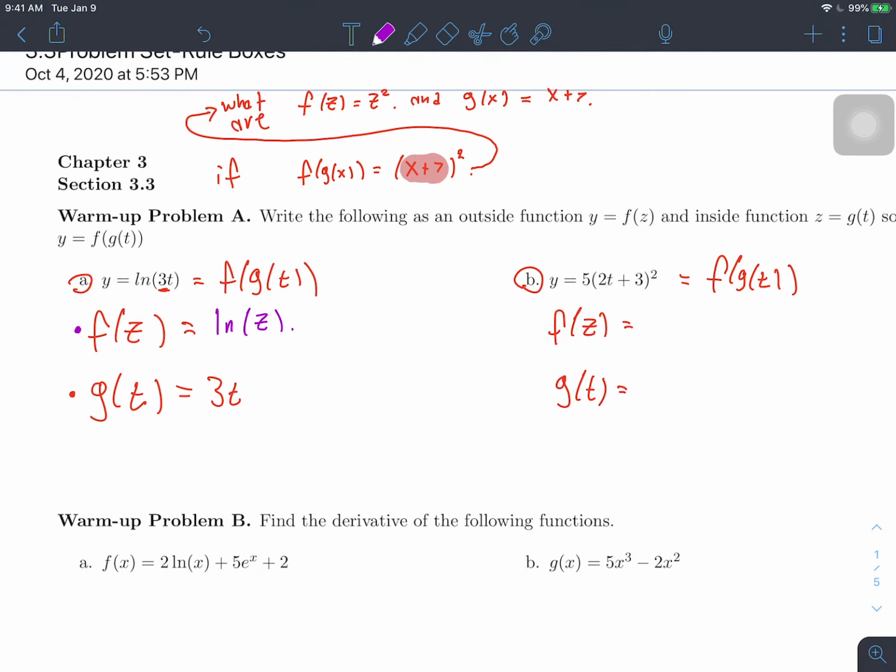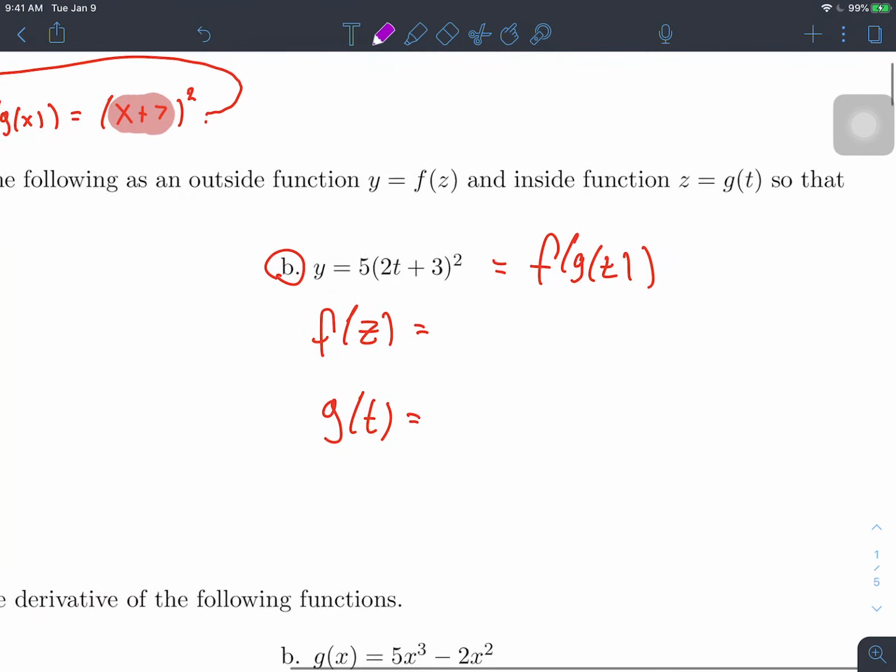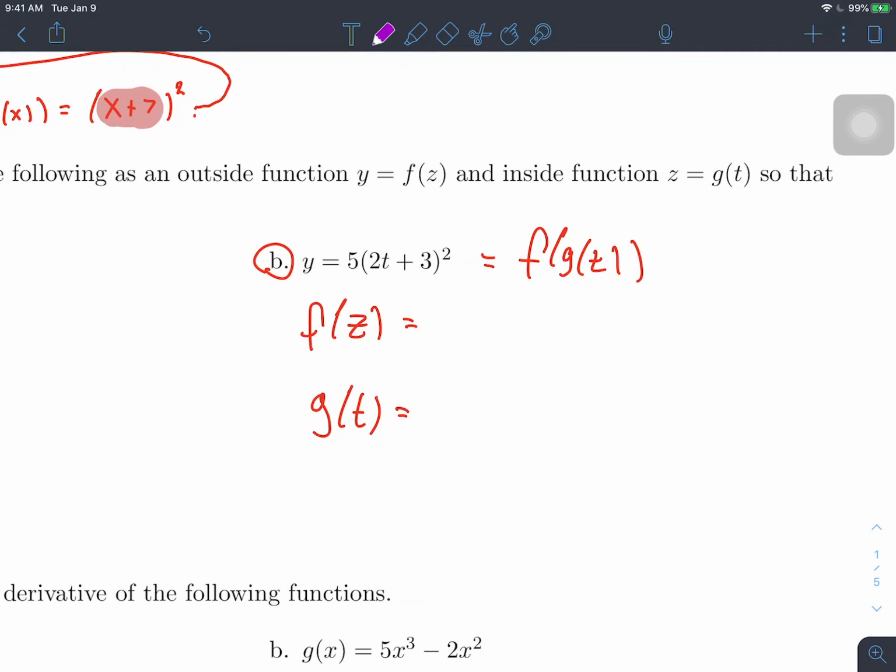Okay. All right, let's do B a little bit faster. What's my inside function here? Yeah, 2t plus 3. And it's being plugged into f of z, where f of z is what function? You want to go for gold? Do you have the outside function too? You're close. Very close. You're closer with 5 squared. What? 5z squared? Yeah, 5z squared.